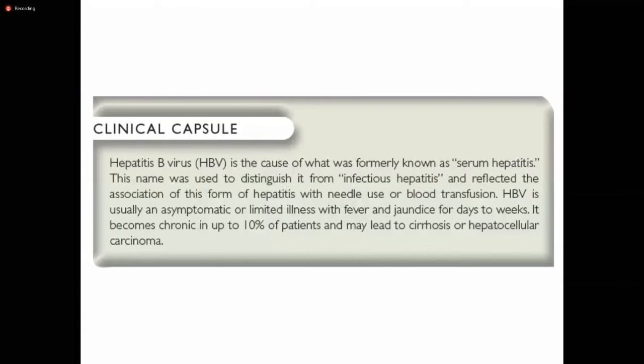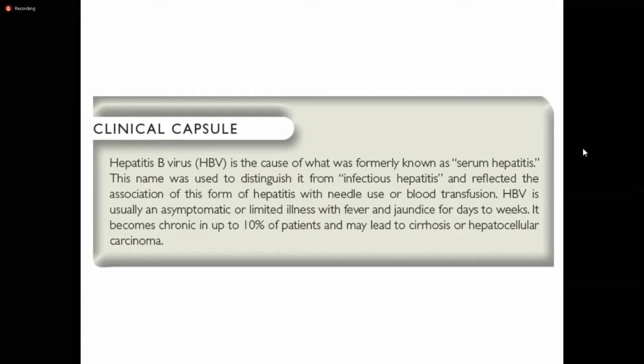Clinical capsule regarding hepatitis B virus. Previously, it was known as serum hepatitis. Remember, this is serum hepatitis. Why do we call it serum hepatitis? Because it is transmitted through injection with serum, blood transfusion, etc. And we said hepatitis A is called infectious hepatitis. So the name serum hepatitis is just to distinguish it from infectious hepatitis, and it is called serum hepatitis because it is associated with needles and blood transfusion in the transmission of the infection.